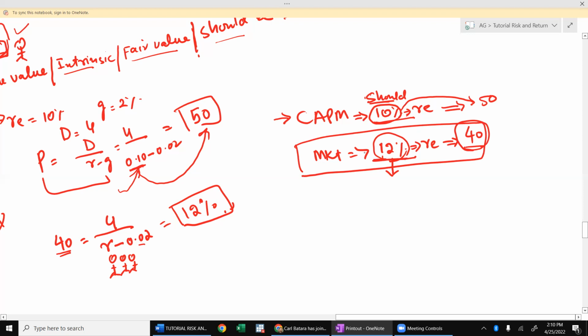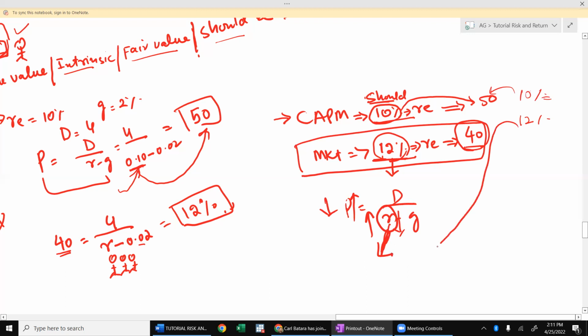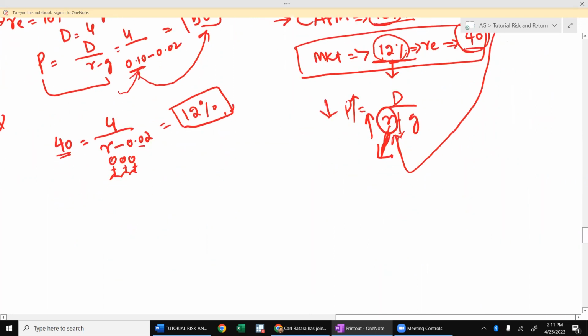So that is why in the denominator, when I do that, dr minus g, if this denominator increases, the price will decrease. If this one decreases, the price will increase. So now please compare this situation. CAPM says that it should be 10%, but in the market, people are requiring 12%. At 10% the price was higher because here the denominator will be lower, the price will be higher. But in the existing situation, they are requiring 12%. That is why it is giving us 40. So it is undervalued. In the next question, we will discuss undervalued or overvalued.